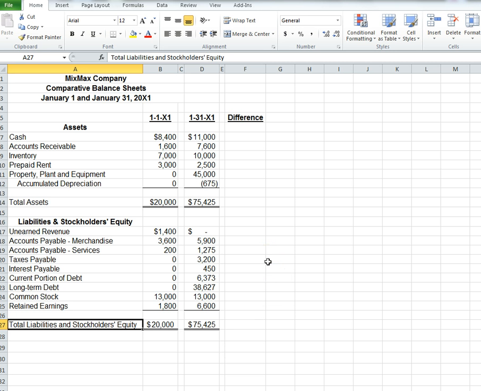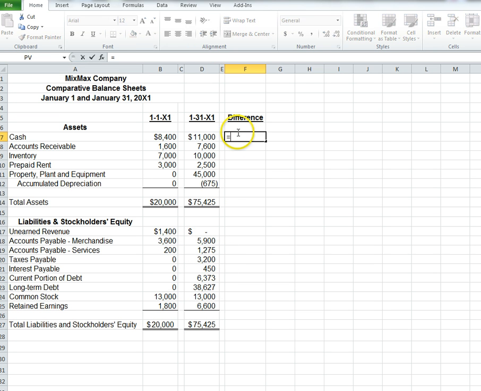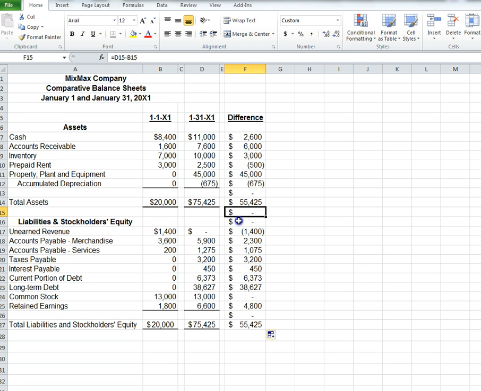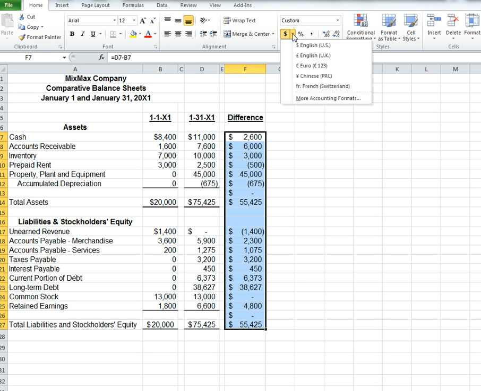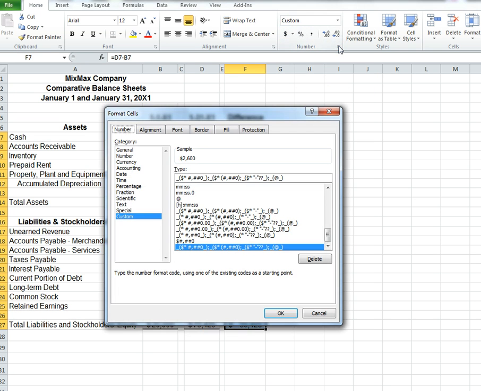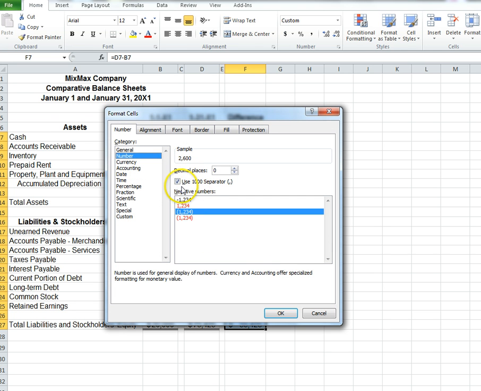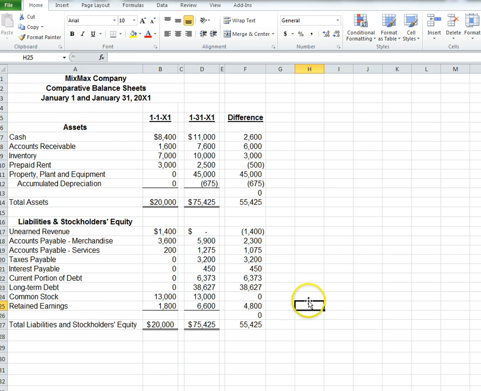Okay, so here's our January mix. Here are our assets, beginning and ending balances. Here are our liabilities and stockholders' equity, beginning and ending. So what we want to do is look at, how did it change? I'm going to take the ending, subtract the beginning, and I'll get these dollar amounts. I don't want dollar signs on all of those. Okay, that's a little bit easier to read. So here are our changes.